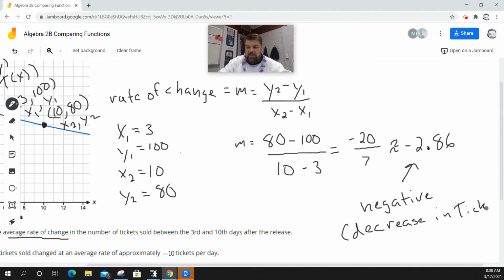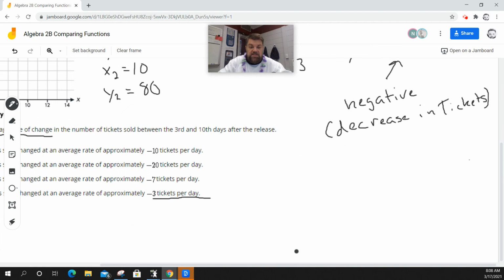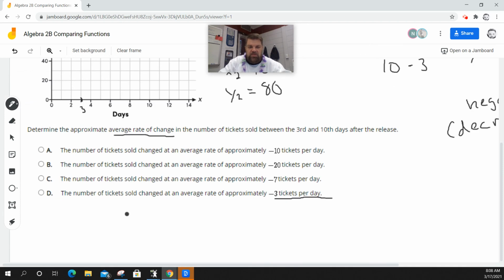So on the first day, they sold the most amount of tickets. On the last day, they sold less tickets. And the day after that. So every day it decreased. So the slope then was basically from the third to the 10th day, about 3 tickets less. Okay. So it's about 3 tickets. Okay. If we were to round that up to the nearest whole number.